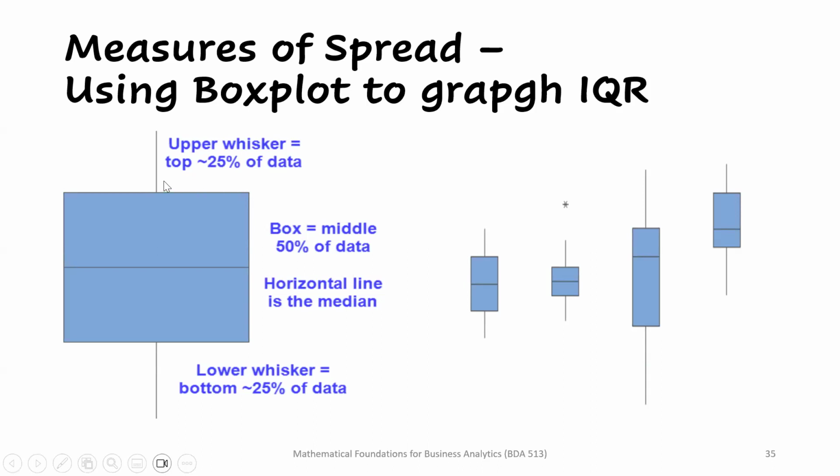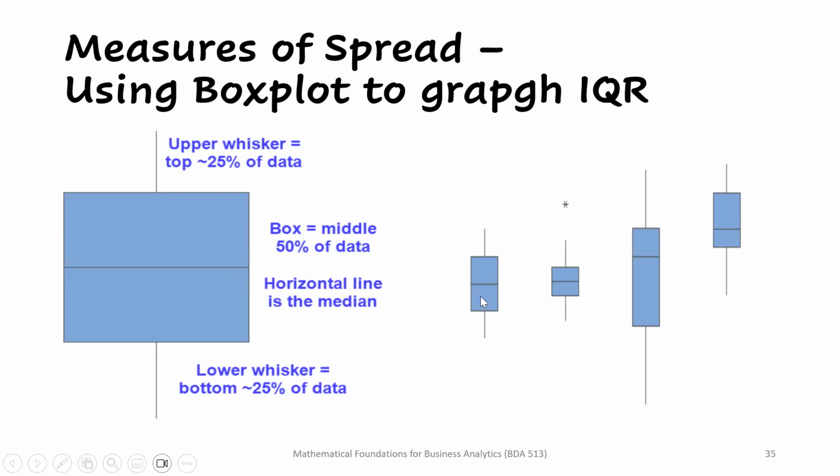All right. So the upper whisker is the top 25% of the data. Lower whisker is the bottom 25% of the data. And the median is the middle. Now, in between Q1 and Q3, the top of the box and the bottom of the box, is where we have the interquartile range.